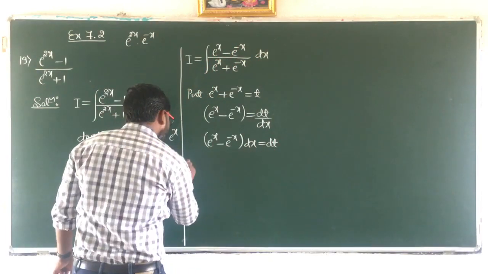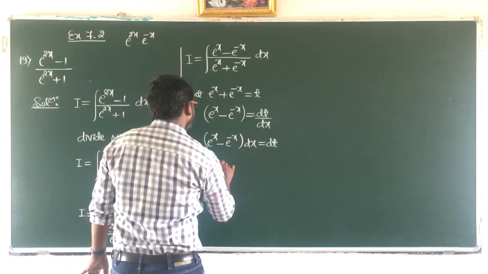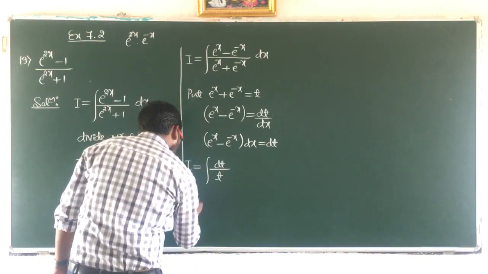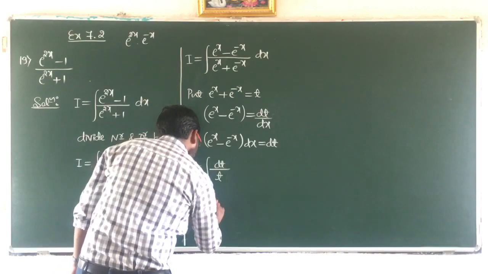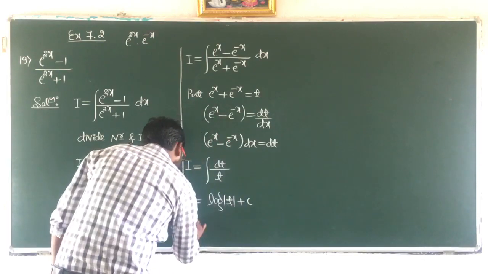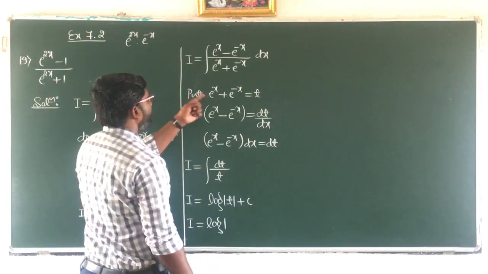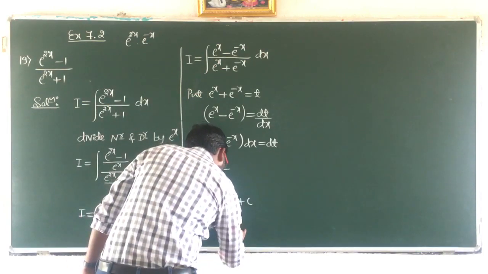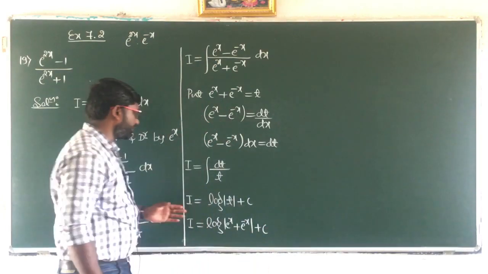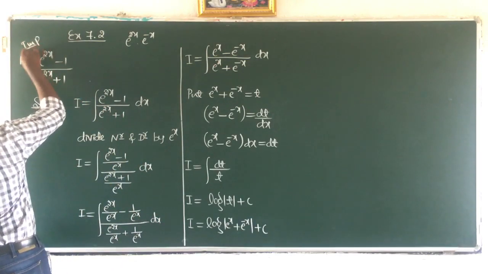So here rewrite the integral I, which is equals to integral dt upon t. So I which is equals to log mod t plus c. I which is equals to log mod, what is t here? It is e raised to x plus e raised to minus x plus c. So this is all about the 19th problem, and mark this as important for 2 marks.